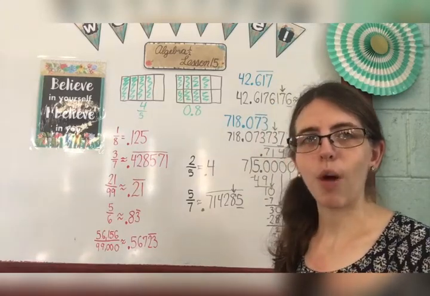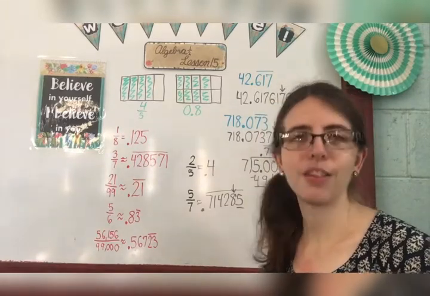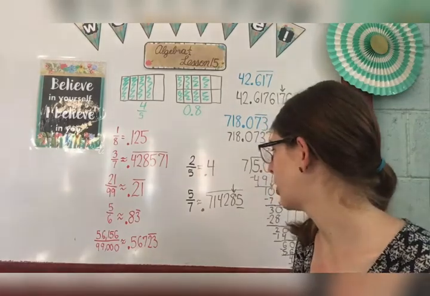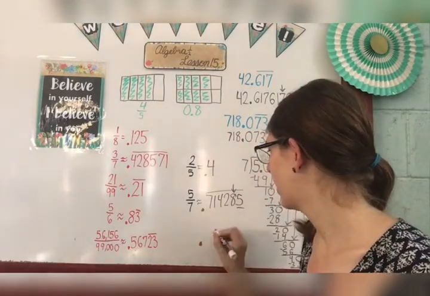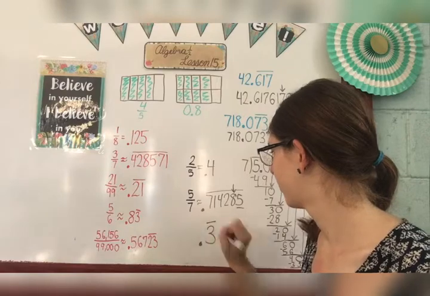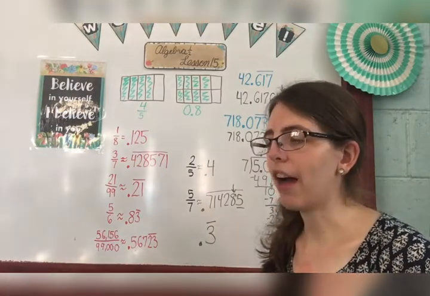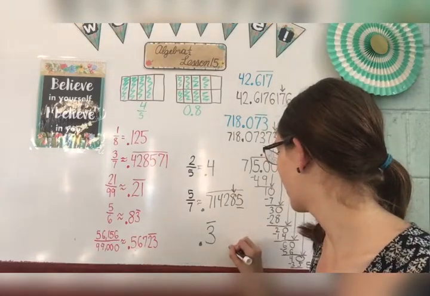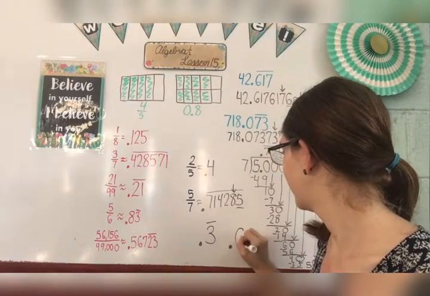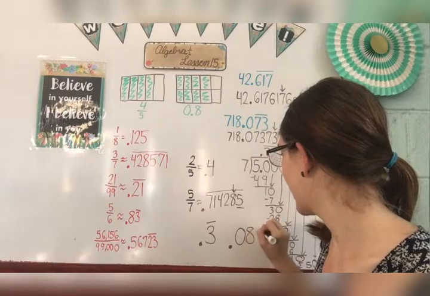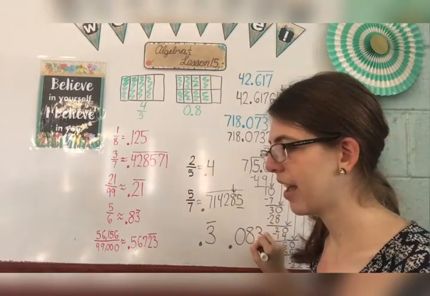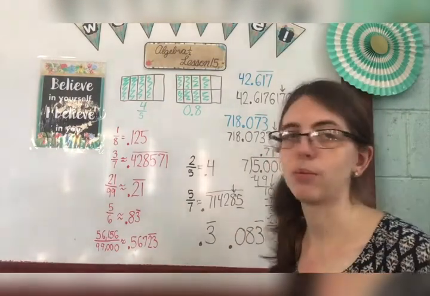All right, then letter C, you needed to write each fraction as a decimal. 1/3 is 0.3 repeating. So it should be written like this. Okay? Then 1/12, when you divide it, you should have gotten 0.083, and your 3 is repeating.